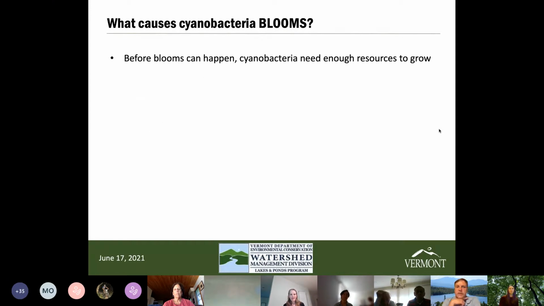So that's kind of what cyanobacteria are. Now I'm going to get a bit into what actually causes cyanobacteria blooms. Before blooms can happen, cyanobacteria need the resources to grow. And you can think about this as kind of like a recipe.